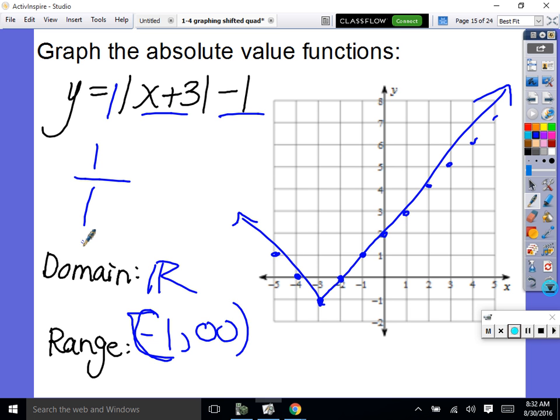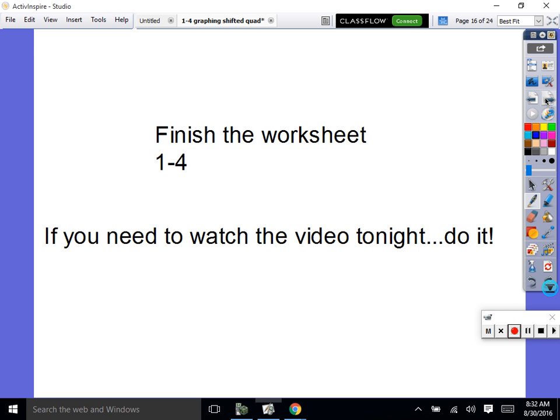Yep, 1 over 1. So what if that would have been a negative in front? Isn't that -1 over 1? Down 1 over 1. Down 1 over 1. Good questions. I'm so glad you're asking them. Go. Finish the worksheet so we can get to literal equations. Ready, set, go. Finish that one so we can get to the good stuff.